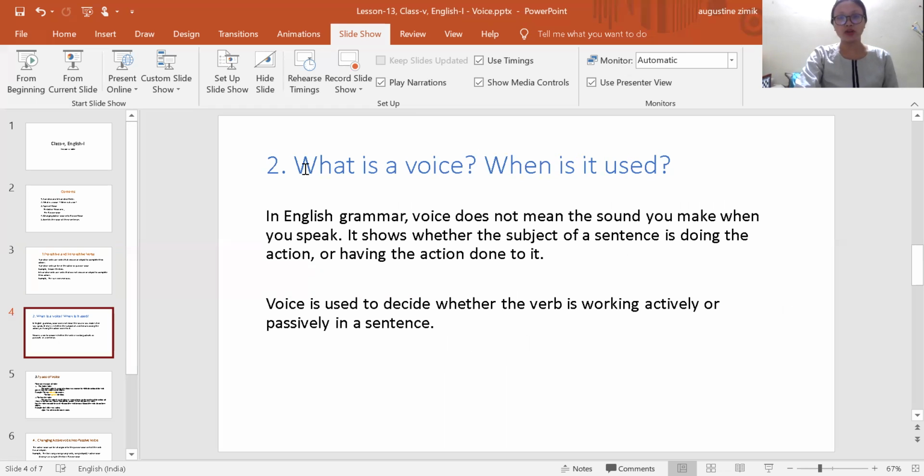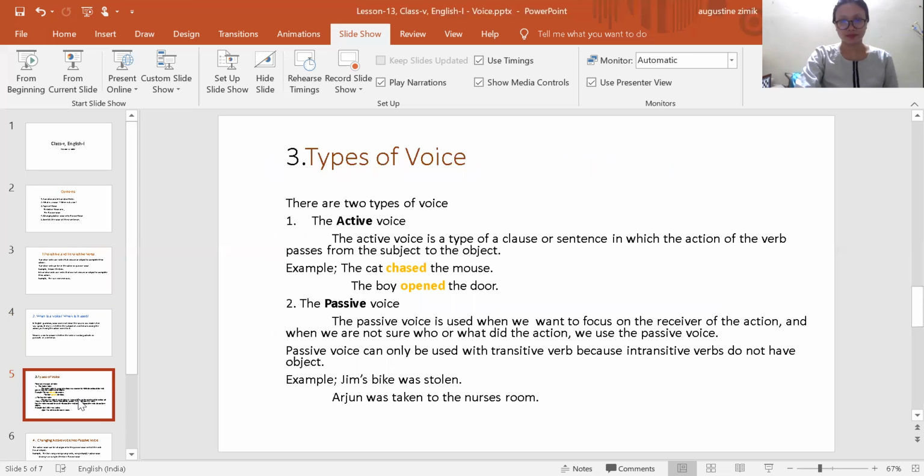Let's see the meaning of voice, or what is a voice and when it is used. In English grammar, voice does not mean the sound you make or produce when you speak, but it shows whether the subject of the sentence is doing the action or having the action done to it. Voice is used to decide whether the verb is working actively or passively in a sentence.